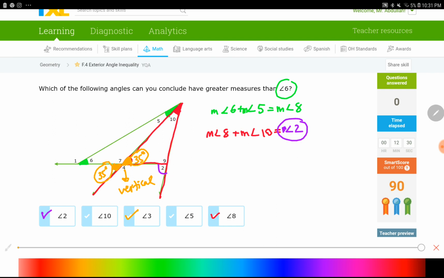Let me see if we can make any deductions about angle 10. No, we cannot. And angle 5, we cannot say anything about that one as well. So the 3 angles that we can conclude having greater measures than angle 6 are these 3.